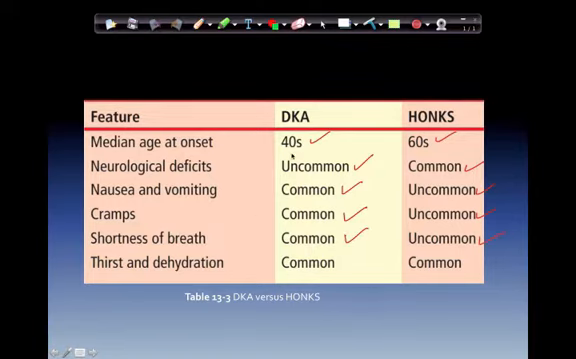And each one of these has a cause. Neurological deficits, alteration in high acidity levels, denature things. Nausea and vomiting would be caused from the systemic release or systemic high blood glucose levels and acidity. Cramps, same way. Dehydration of the muscular area. Shortness of breath would be because of Kussmaul's respirations, trying to alter the acid-base reaction back to normal. Thirst and dehydration are common in both of them because they are dehydrated.